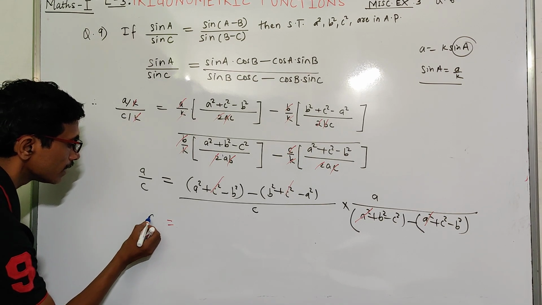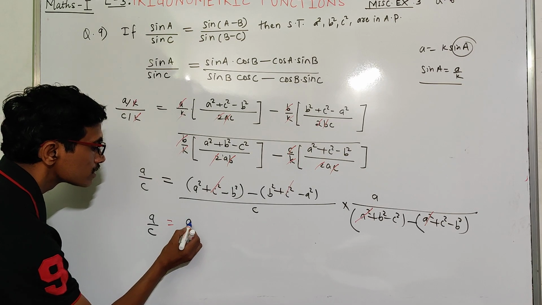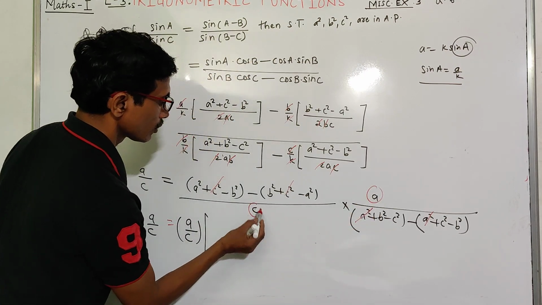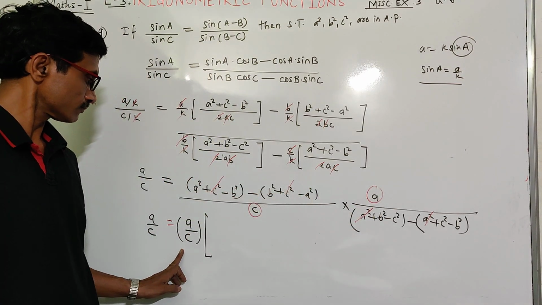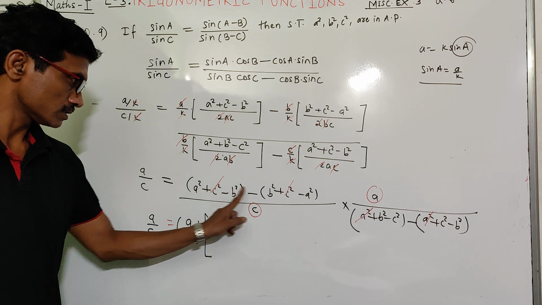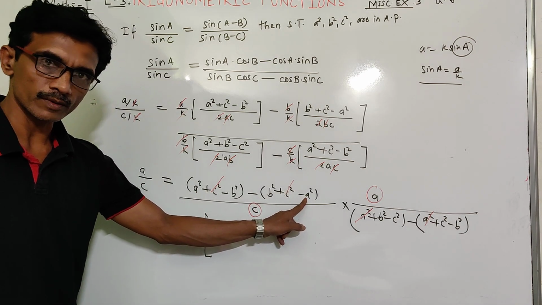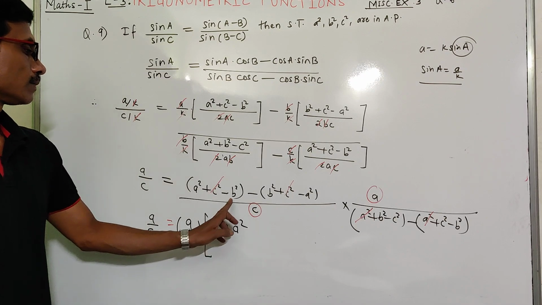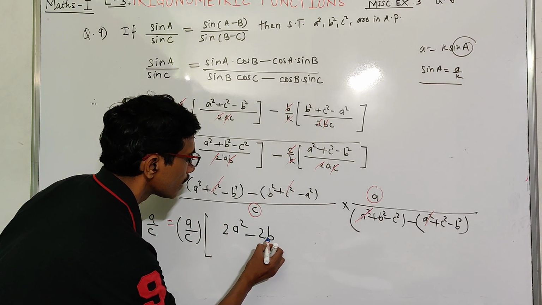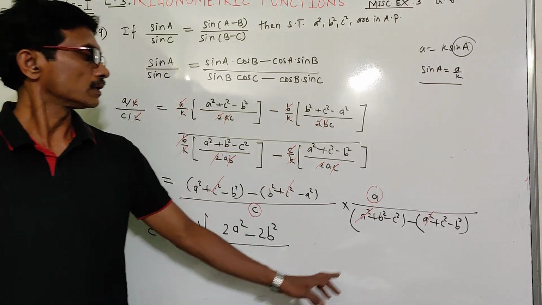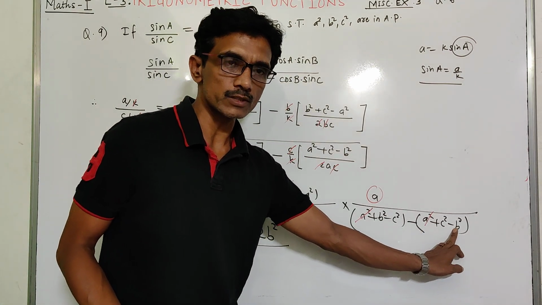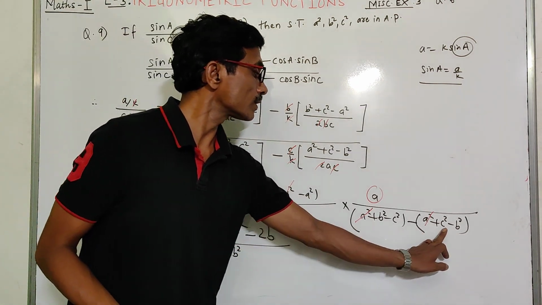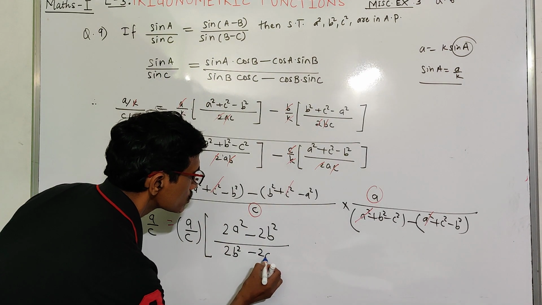Here left hand side is a upon c. This a upon c we will write first. See this a and c in denominator, we wrote a upon c first. Then here c square is getting cancelled. Minus of minus will be plus a square, 2a square. Minus b square minus b square, minus 2b square. Here b square minus of minus b square, 2b square. Then minus c square and minus c square, minus 2c square.